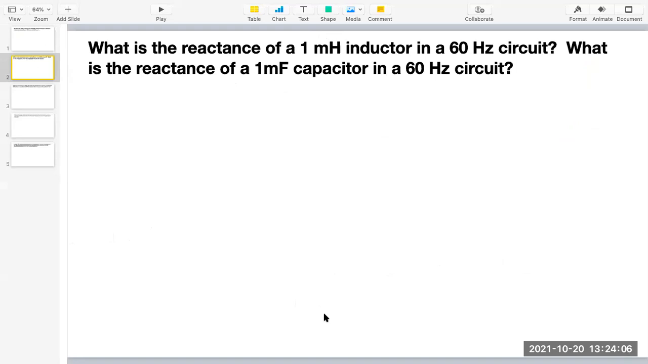So let's see if you can compute. So remember, the 60 hertz is not an angular frequency, it's a frequency. So to get it right, you need to convert to angular frequency or use 2 pi times it.